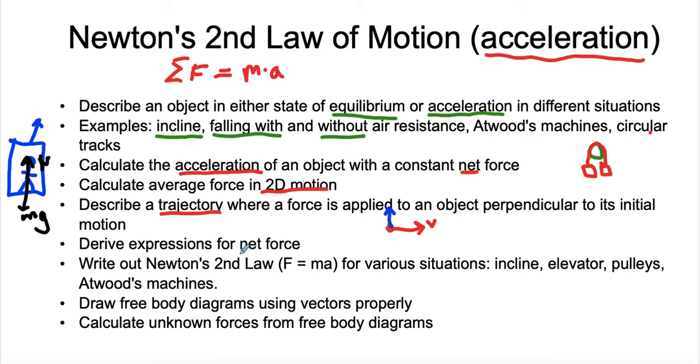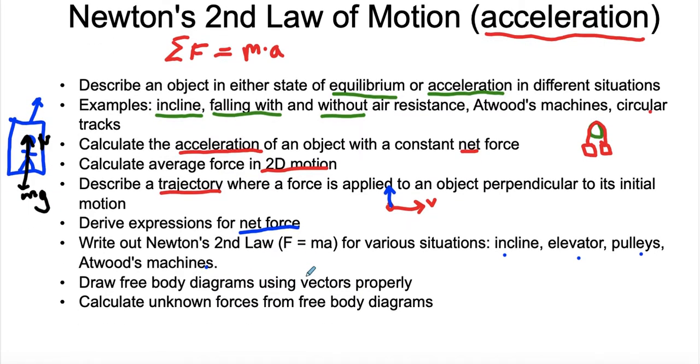Derive expressions for net force, and this is very key, is identifying all the forces and making sure you're clear on what those are. Like we did over here. What is the net force in the elevator situation? Well, it's the normal minus mg. And that is going to be causing the acceleration of the elevator. So write out Newton's laws expressions for inclines, elevators, pulleys, Atwood's machines. These are just examples, but those are very common examples.